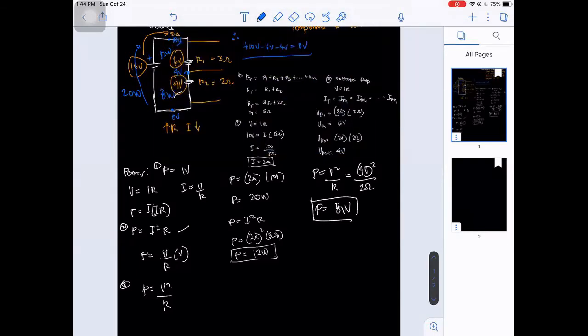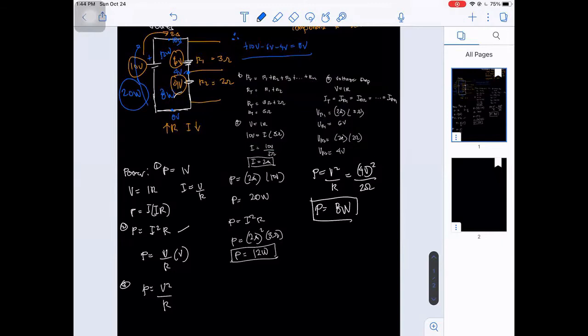So notice that the power absorbed by resistors R1 and R2 will add up to our total power delivered by the battery for the circuit, which is 20 watts.